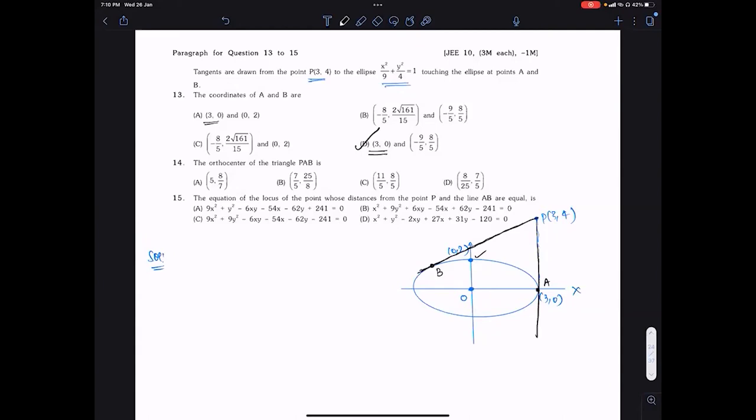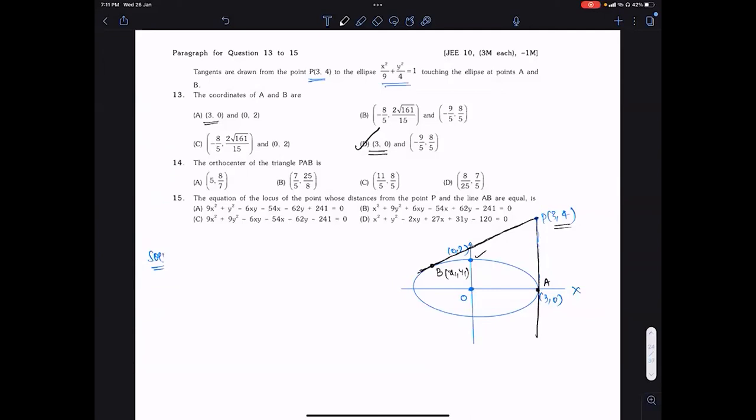What you do is, now from (3, 4), we are drawing the tangent, correct? Yeah. Now B we don't know. Let's say the touching point is (x1, y1). Let's say that is the touching point. Okay. We don't know what is the touching point. Now, let's say (x1, y1) is the touching point. Okay. Now what you do is, see guys, this is the general procedure to find the point of contact from an external point.